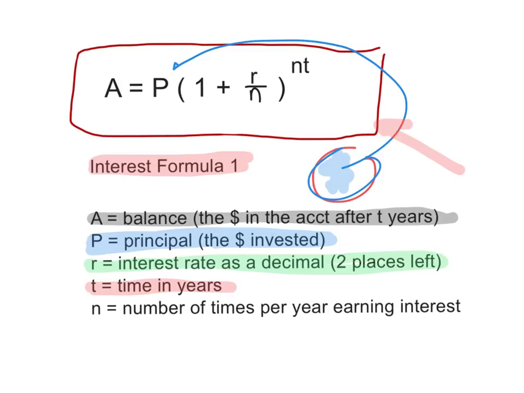So these are going to be money questions that we're going to be dealing with. And in these questions they're going to tell you how many times per year your bank account gets interest. So I want you to have this interest formula in your video lesson, and I want you to write out what all the different values represent. Now I want to talk a little bit about letter N, how many times per year the bank account gains interest.